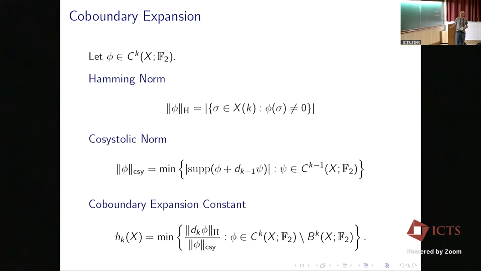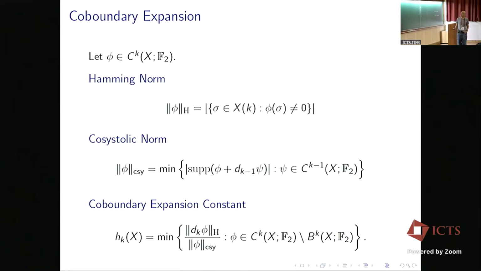Because phi itself can have a very large support, but when we modify it by a coboundary, its support will become very small. So this is the cosystolic norm of phi, and the coboundary expansion is the quotient of d_k phi over the cosystolic norm of phi. This is just a generalization of the Cheeger constant.